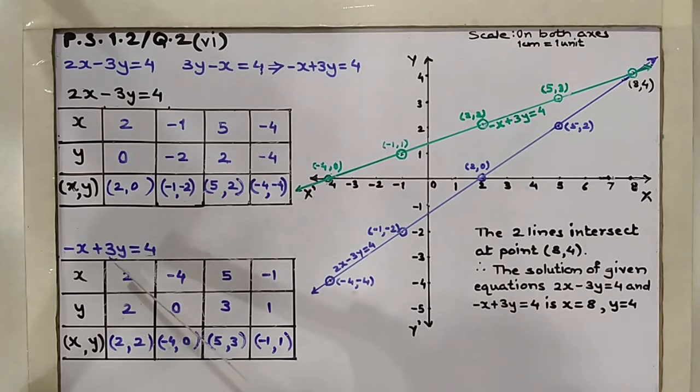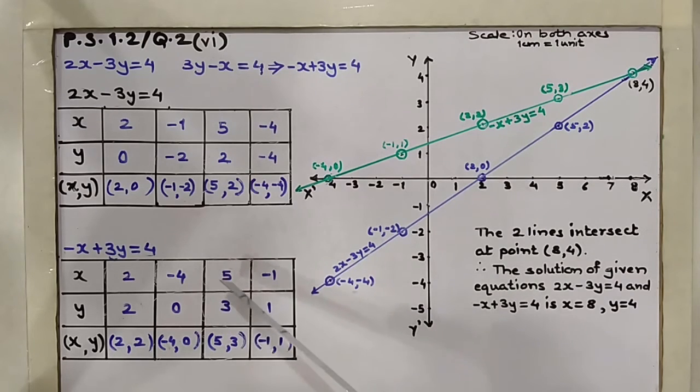In the first case, we have assumed the value of x as 2. So we will put this value in the equation and we get the corresponding value of y as 2. So the ordered pair is (2, 2). Then we have assumed the value of x as -4. We'll put this value in the equation and the corresponding value of y which we get is 0. So the ordered pair is (-4, 0).